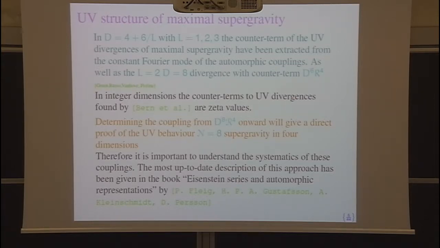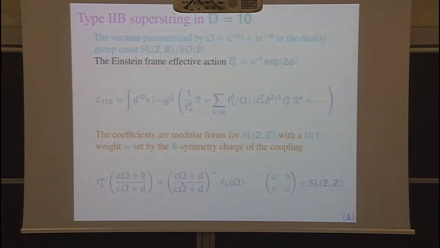Of course, the problem is that we haven't yet solved the finiteness of N=8 supergravity, because determining this automorphic form is very complicated, for some reason I will mention later. But anyway, if you want a good idea of the most up-to-date methods and ideas about this automorphic program, I refer to this book that recently came out by Fleig, Gustafsson, Kleinschmidt, and Persson, which explains all of this.